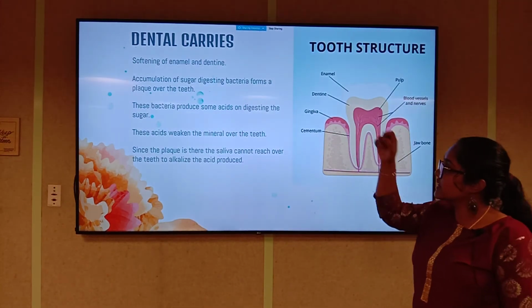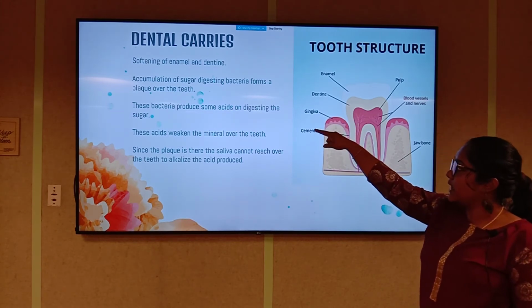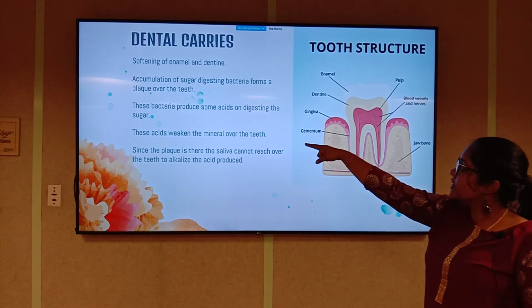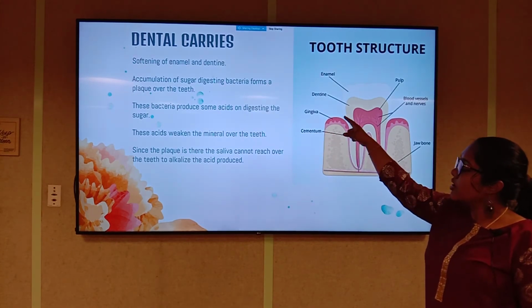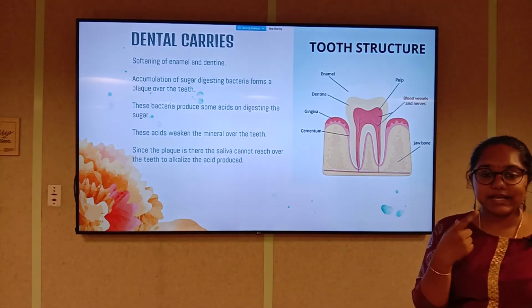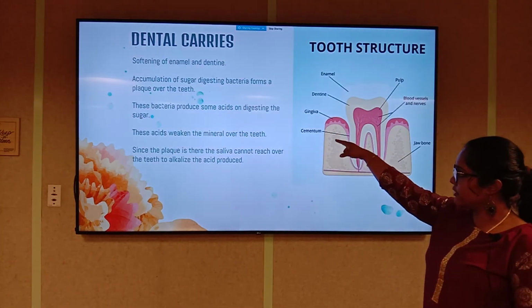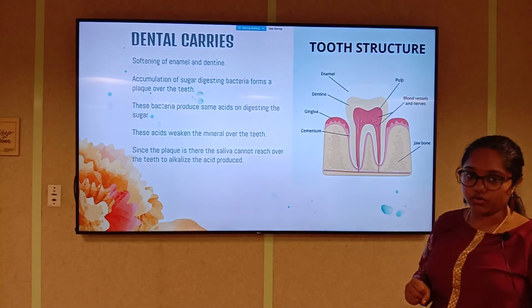That's what I have mentioned in the points. Softening of enamel and dentine is called dental caries. How does it happen? By accumulation of sugar-digesting bacteria, which forms a plaque over the teeth. Plaque means too many layers of something. These bacteria produce some acids on digesting the sugar.